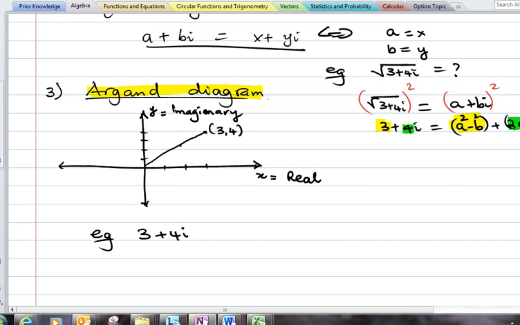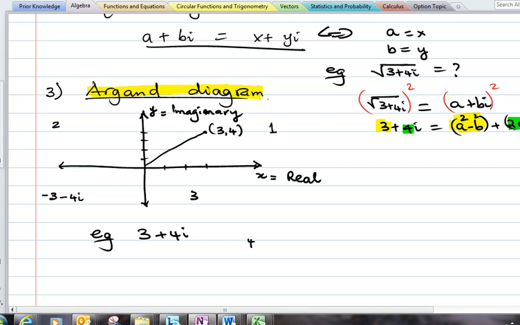So it does mean that a complex number which has both parts as positive would be found in the first quadrant. A complex number with the real part negative and the imaginary part positive would be found in the second quadrant, and in the third quadrant both parts would be negative. So a complex number like 3 minus 4i would be found here, and one with the real part positive and the imaginary part negative would be found in the fourth quadrant here.